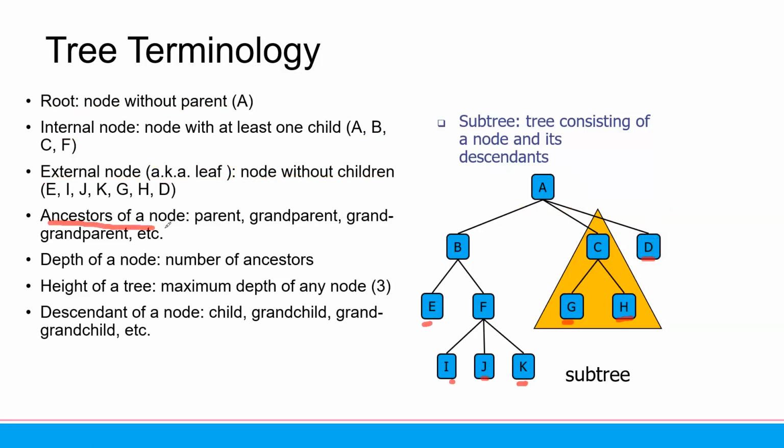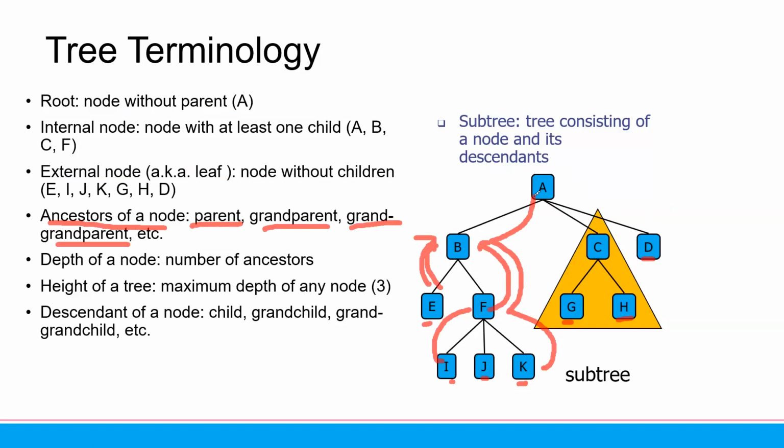We call ancestors of a node because we can see the upper level. If it is parent, then it is one level. If it is grandparent, it is two levels. If it is great-grandparent, it is three levels. 1, 2, 3.